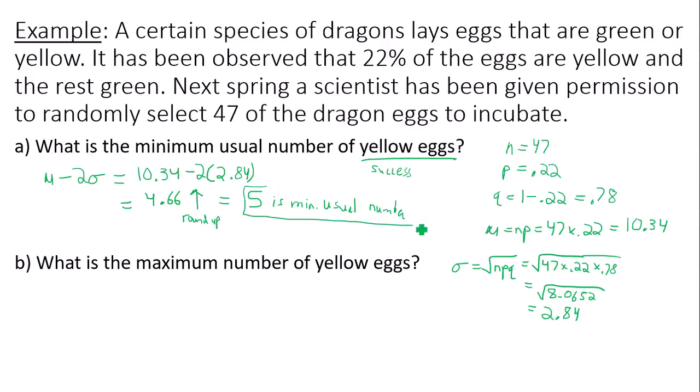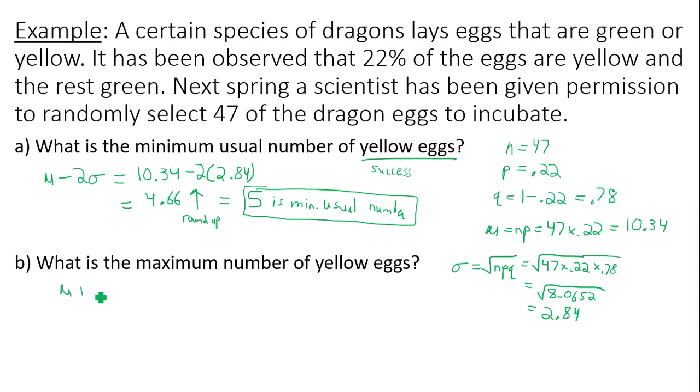Now, as a warning here, it is possible sometimes for you to get a negative number for your minimum usual value. In the instance you get a negative number, you can't have a negative number of dragon eggs, so you automatically just, by default, make the minimum usual number 0. So once again, if you ever get a negative minimum usual number, you will typically use 0 as the minimum usual number because you can't have negative with something.